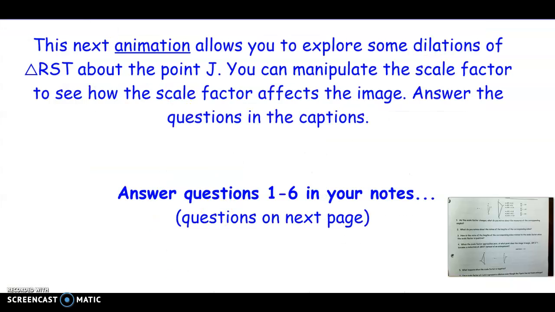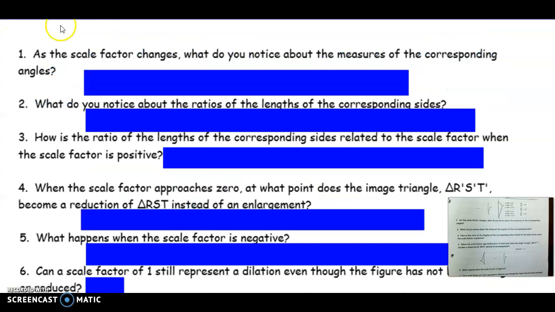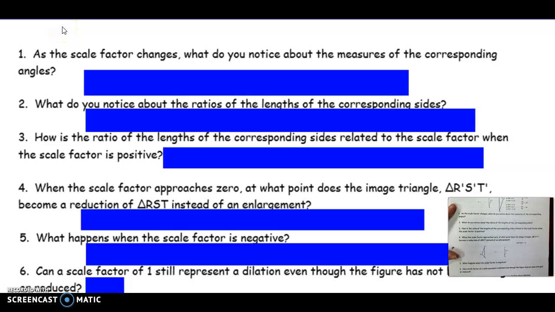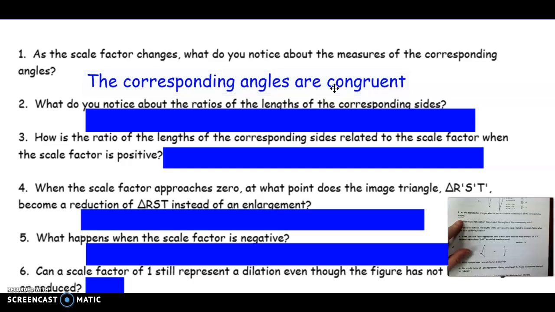So let's make sure that we answered questions 1 through 6 in your notes correctly. So number 1 on your note says, as the scale factor changes, what do you notice about the measures of the corresponding angles? Underline angles. I hope you recognize that the angles were not changing measures. The corresponding angles are always congruent. The corresponding angles are congruent.